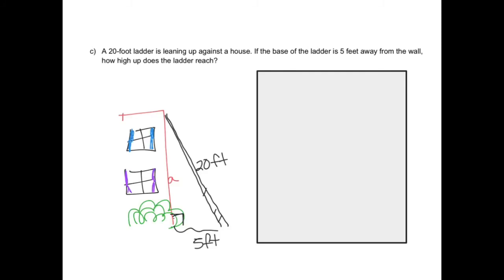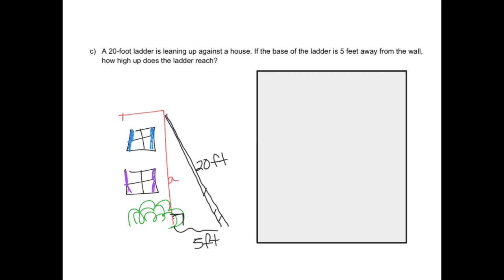Let's take a look at what mine's going to look like. All right, so here's my lovely little house. Got my 2 stories here because I just felt like drawing 2 windows, my landscaping at the side of the house. And then here's my 20-foot ladder. It is 5 feet away from the base of the wall. The wall itself is the piece that I am missing. It says how high up does the ladder reach? So we are missing this A value here.